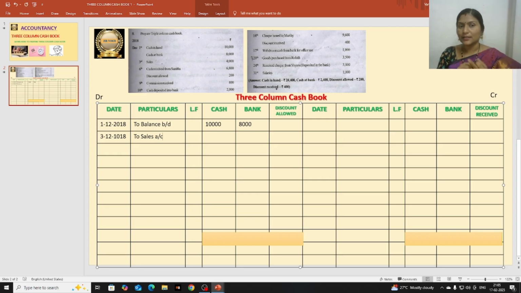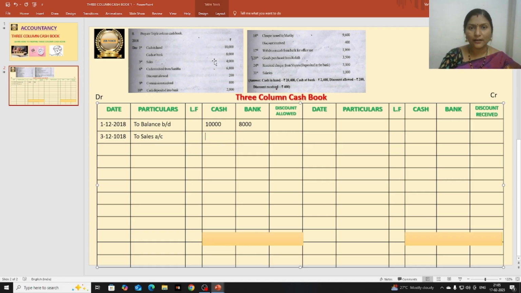So sales, they did not mention whether those are cash sales or sales made by check. Whenever they don't mention anything, we have to assume that it is cash sale only. If it is check, they will clearly mention that it is sales made by check. So if they don't mention, it is what? Cash sale. Record in cash column. That's it. Final.